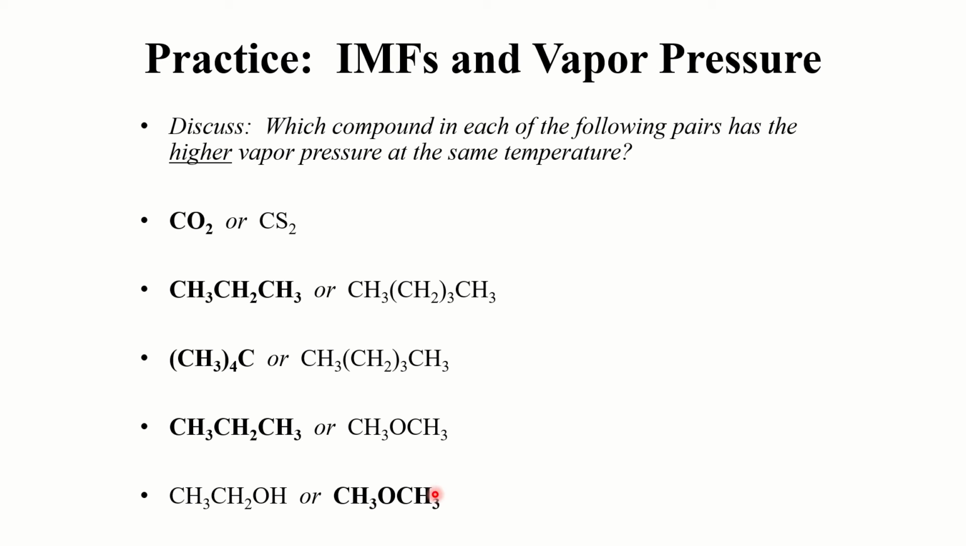And last one, this molecule, as we just mentioned, has dipole-dipole interactions. This molecule right here is going to have hydrogen bonding, which is the strongest IMF. And so now it flips, and this molecule is the answer. It's got the weaker forces and therefore the higher vapor pressure.